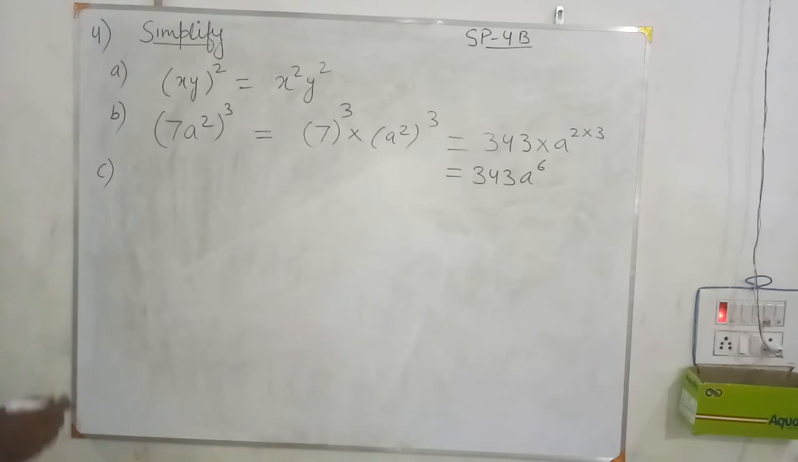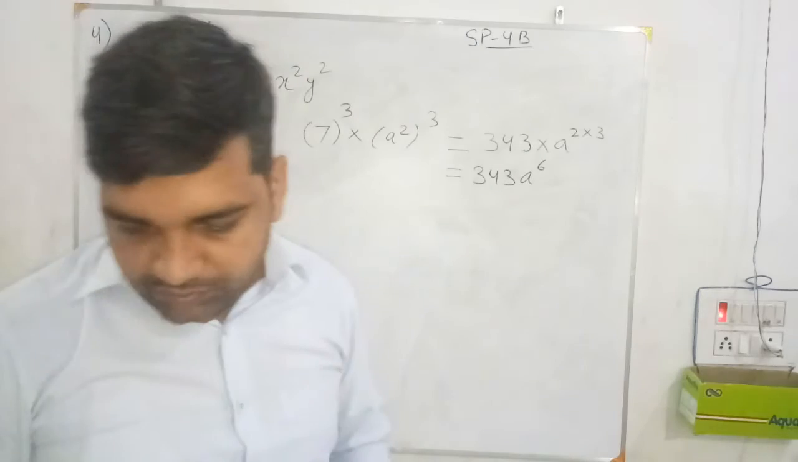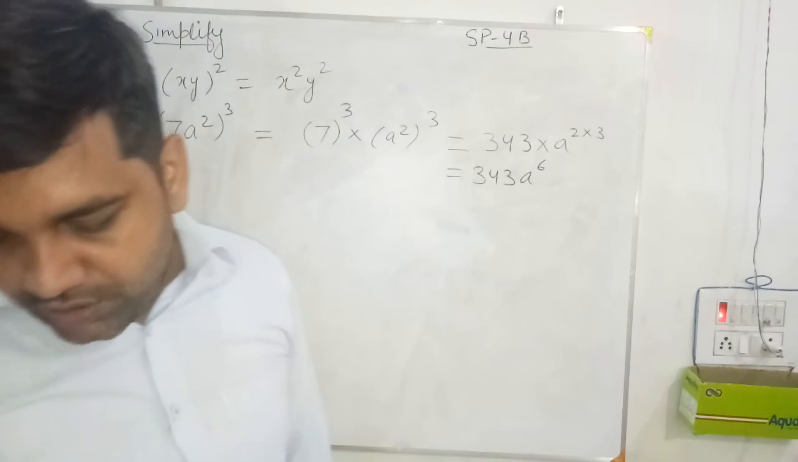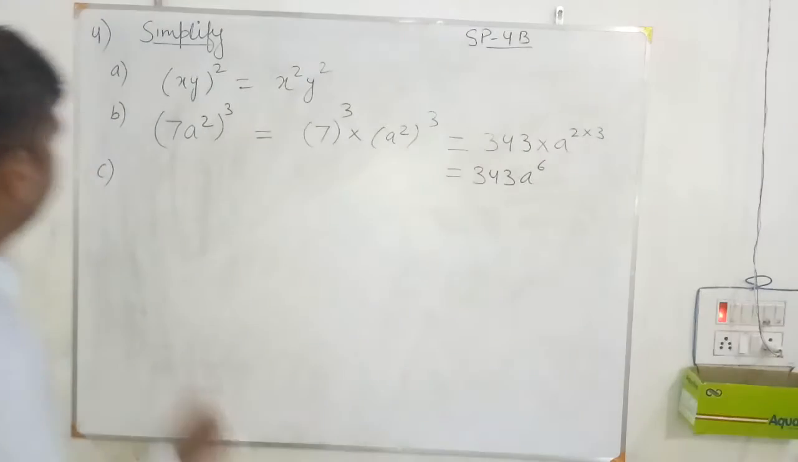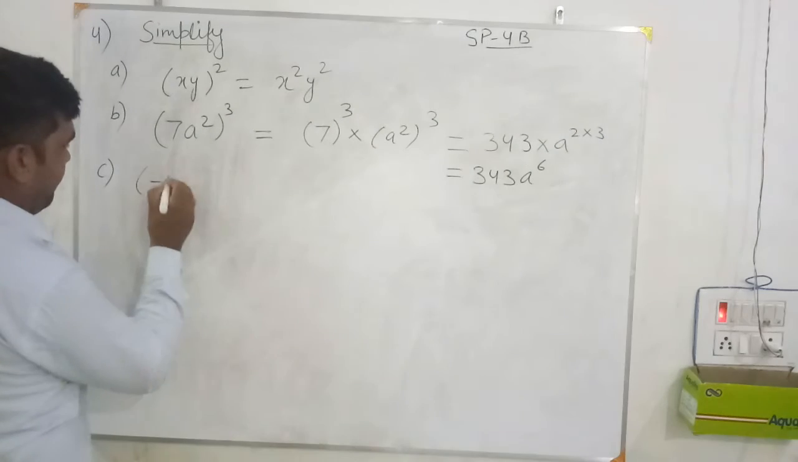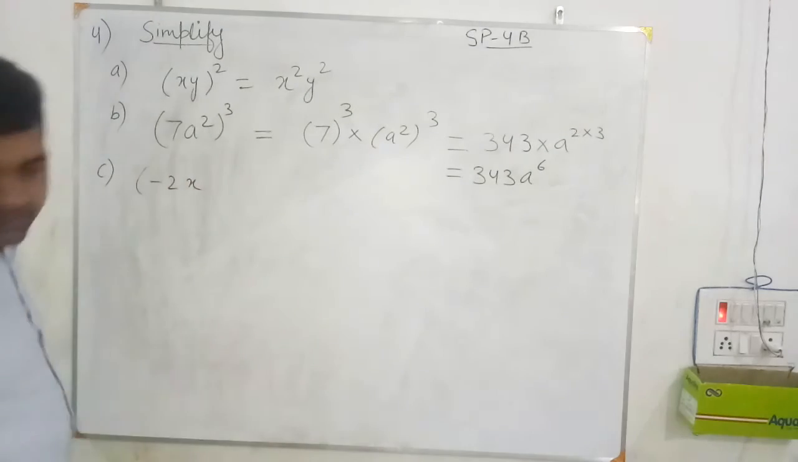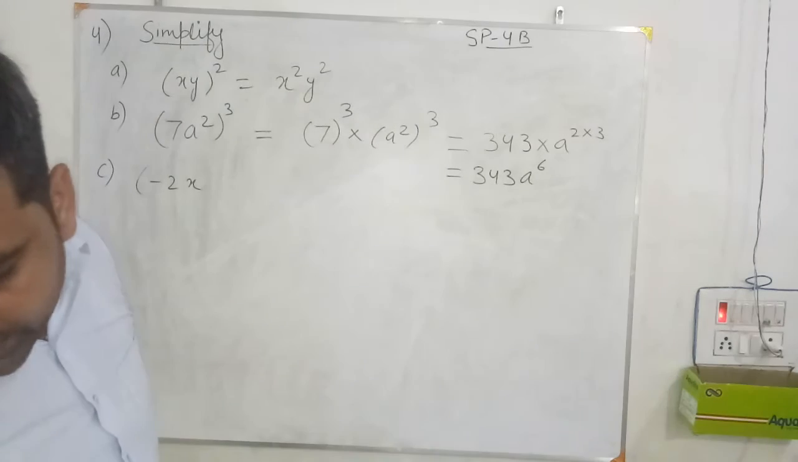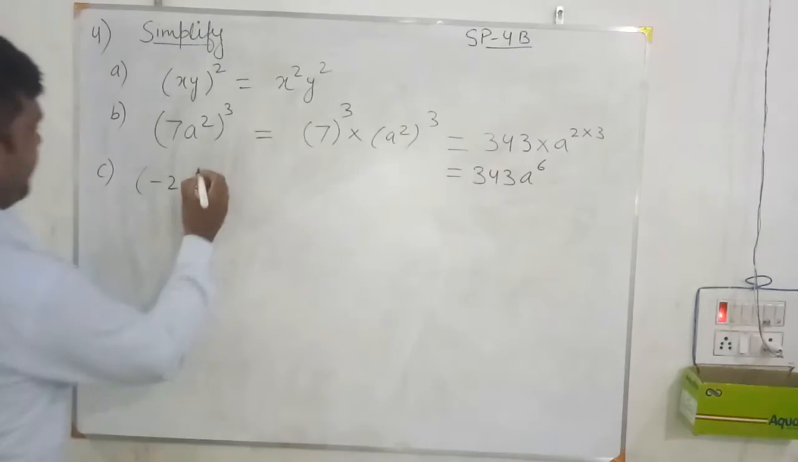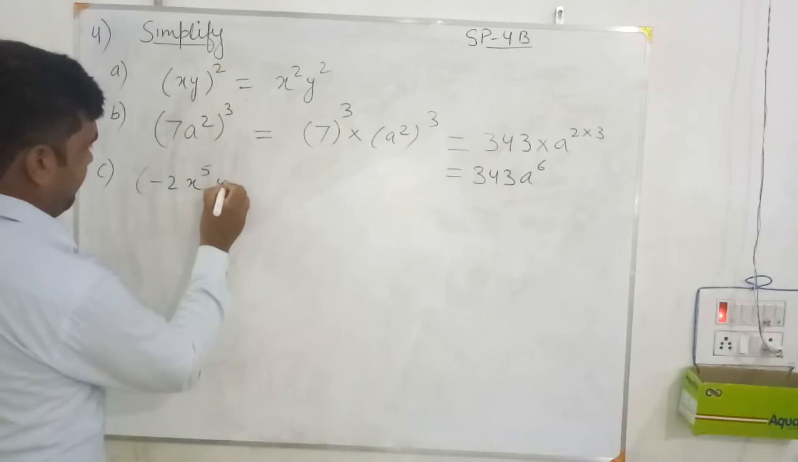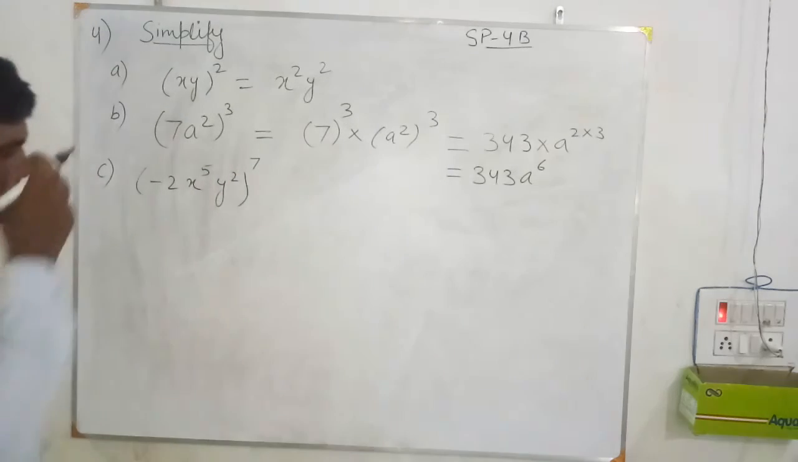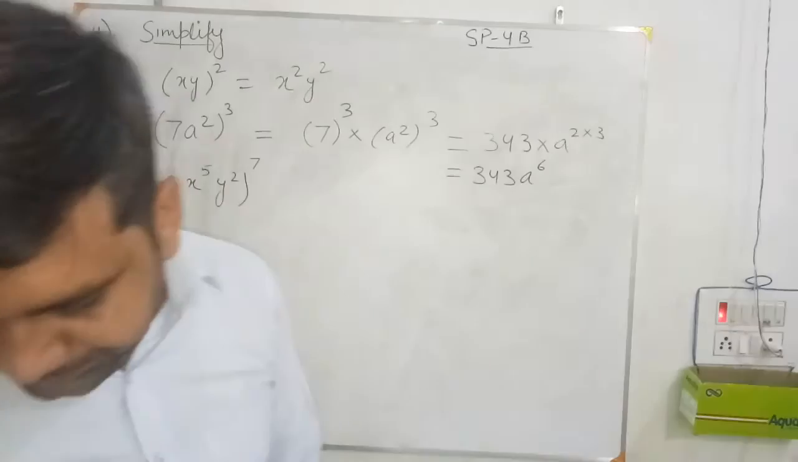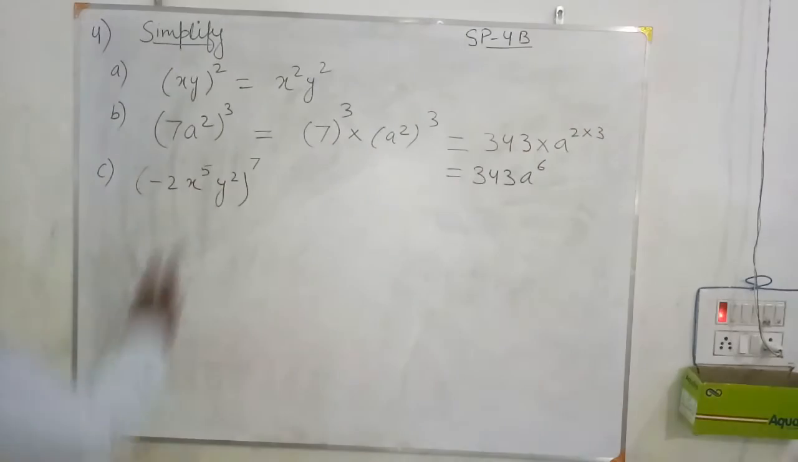Next, question C: (minus 2x to the power 5 y square) whole to the power 7.